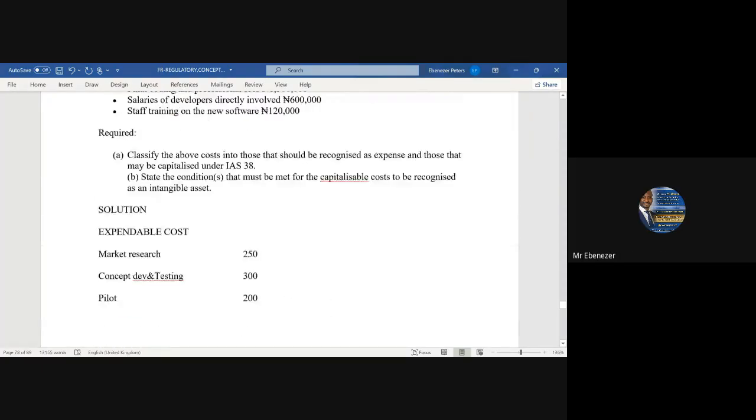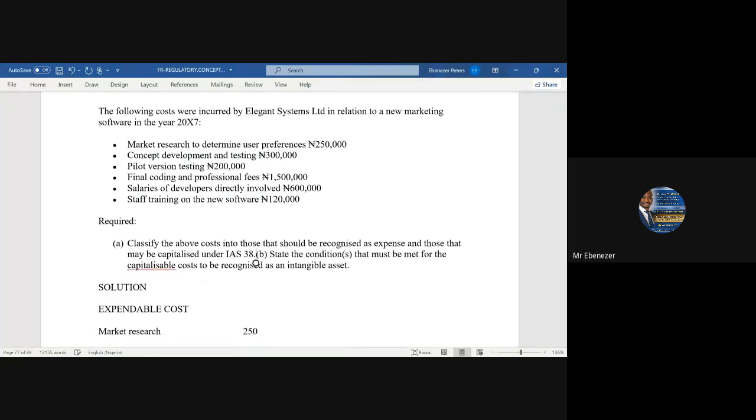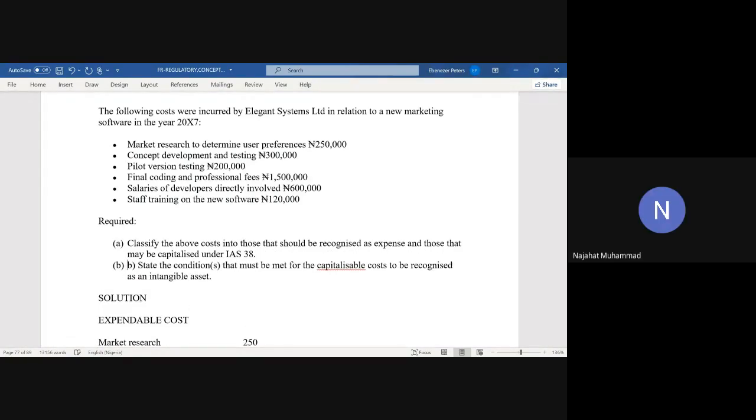So that's the A part, I guess. The B part, they said the condition that must be met for the capitalizable cost to be recognized as an intangible asset. Who can tell me the acronym first? What was the acronym? Okay. What is the condition that must be met for capitalization of cost to be recognized as an intangible asset? Just give me the acronym. Freak.